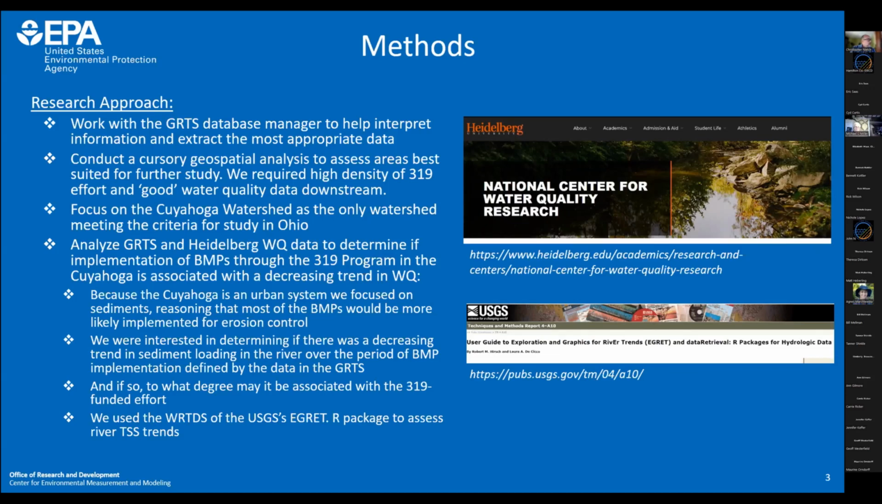We used the WRTDS component of the USGS's EGRIT package. WRTDS stands for Weighted Regression on Time, Discharge, and Season. It's a way of doing time series analysis and normalizing highly variable discharges and concentrations to get loading trends. And this is all available in the USGS EGRIT R package.